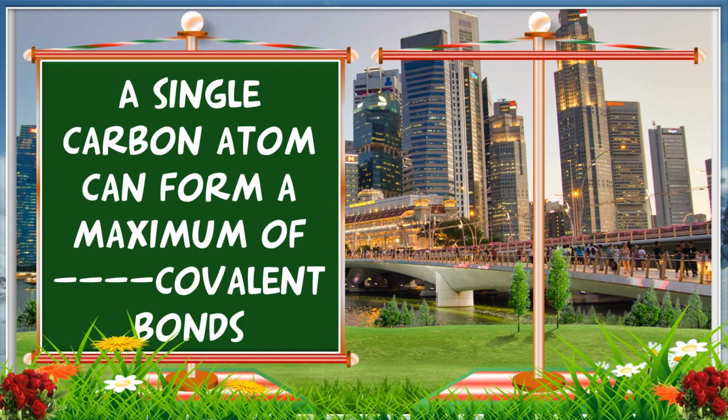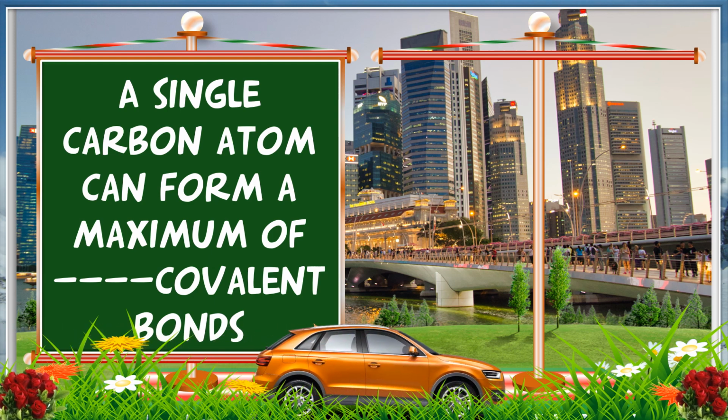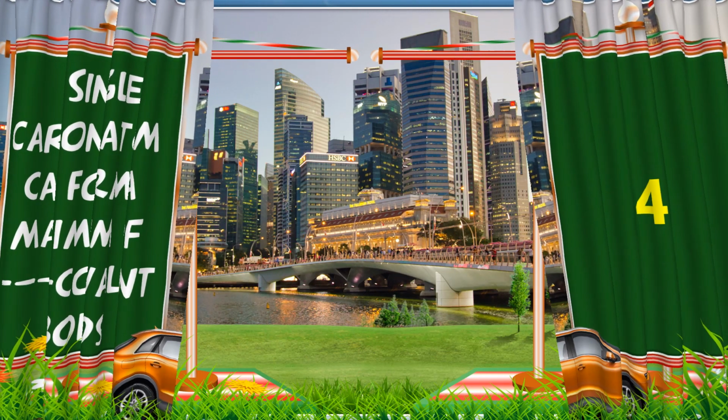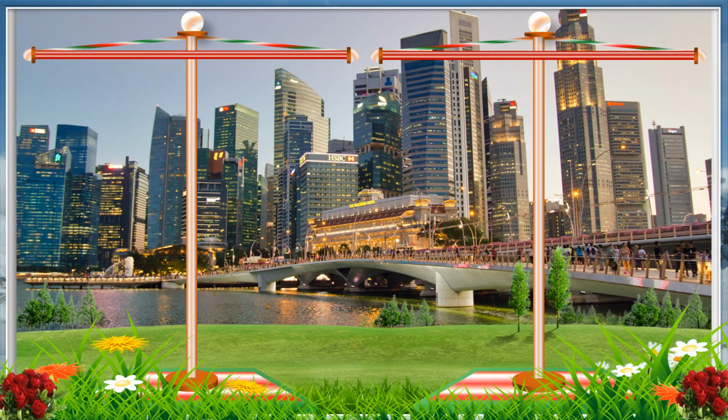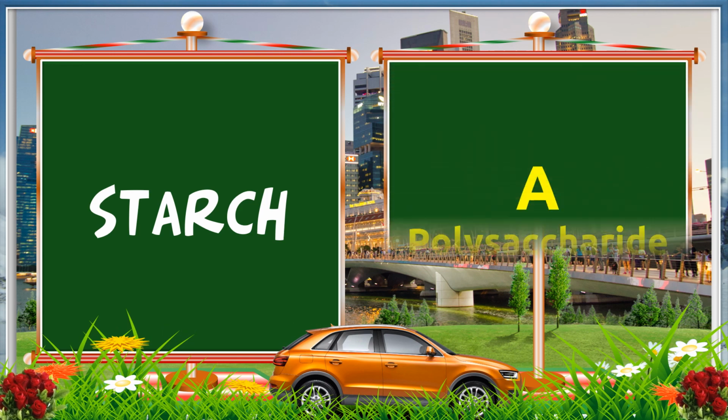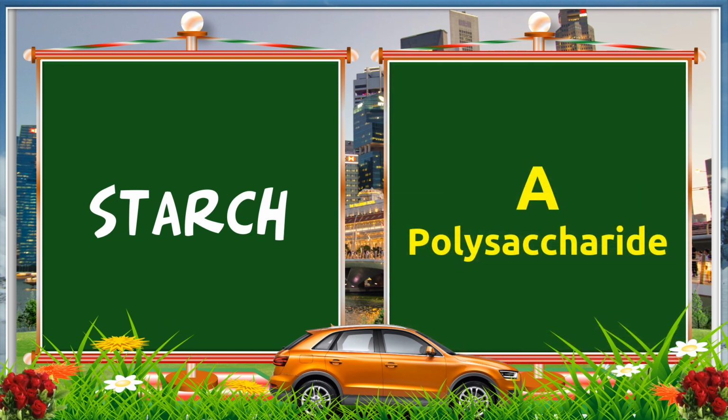A single carbon atom can form a maximum of dash covalent bonds. Four. Starch. A polysaccharide.